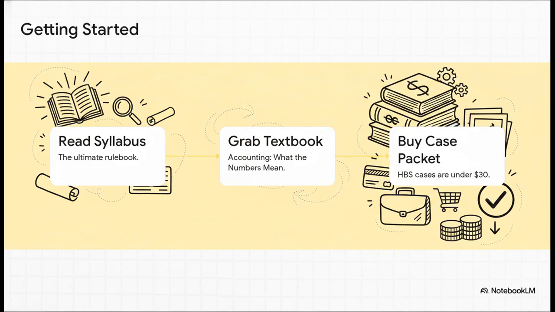Step 2, grab your textbook, which is called Accounting: What the Numbers Mean. You can grab a new, used, or electronic version, whatever fits your vibe. And Step 3, buy the Harvard Business School case packet via the Canvas link. Honestly, what's really incredible here is the cost. The required Harvard case packet is an absolute bargain at right around $30. So definitely get these 3 steps knocked out immediately so you don't skip a beat.